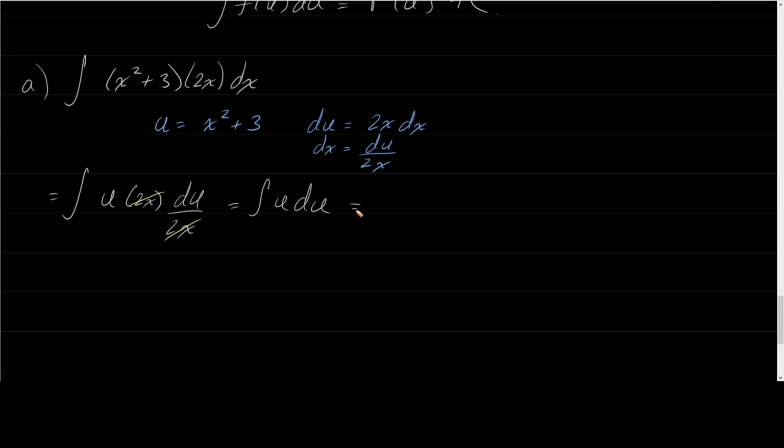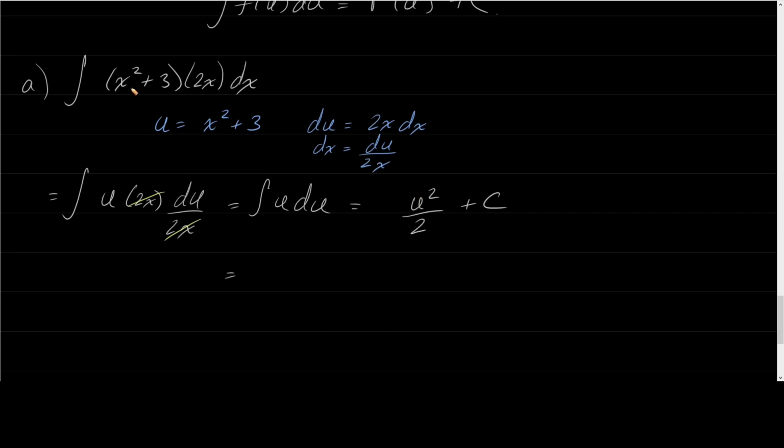And the integral of u du would be u squared over 2 plus c. But at this point, we can't leave it in terms of u, because the problem was not about u. The problem was about x, right? It had nothing to do with u.